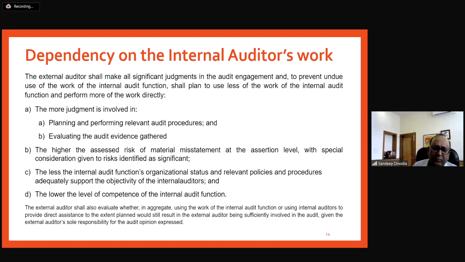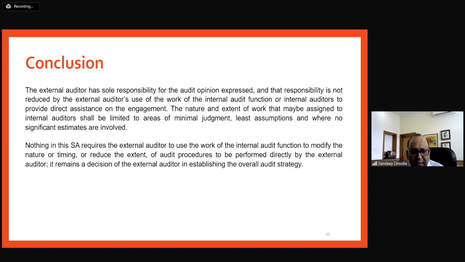The sole responsibility of forming the audit opinion remains with the external auditor. So this, according to me, is the crux of the essay. And I will conclude by saying that the external auditor has the sole responsibility for the audit opinion expressed, and the responsibility is not reduced by the external auditor's use of the work of the internal audit function or internal auditors to provide direct assistance on the engagement.